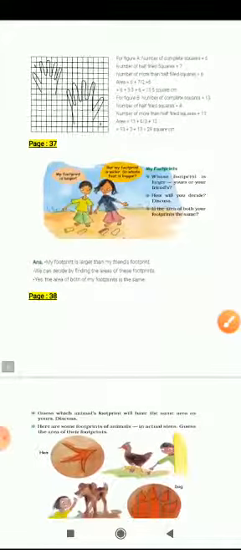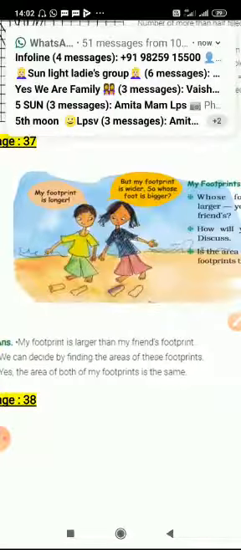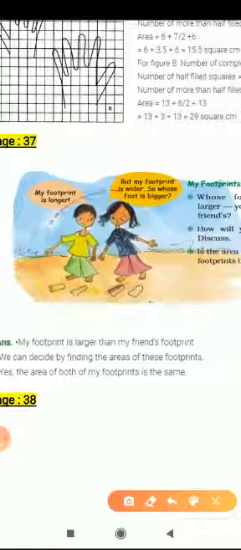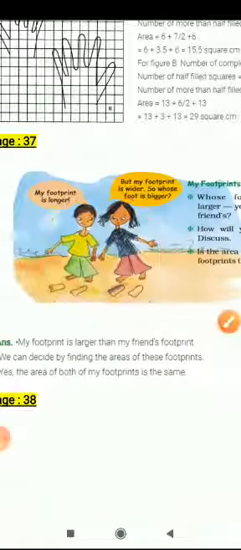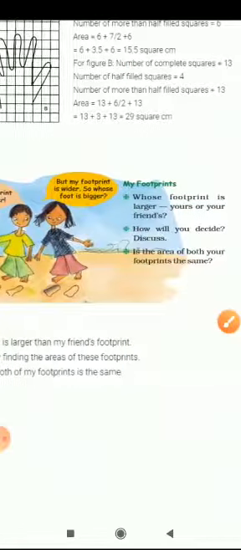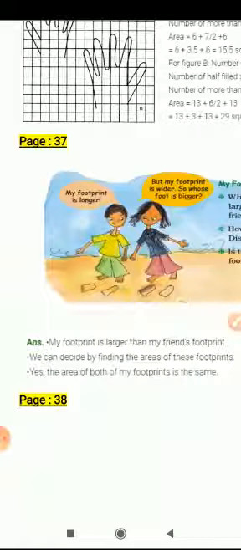Now let's move forward. My footprints. Here you can see these two girls. They are observing their footprints. So the first question is, whose footprint is larger, yours or your friend's? I have written the answer: my footprint is larger than my friend's footprint. Okay, you can write your own answer.